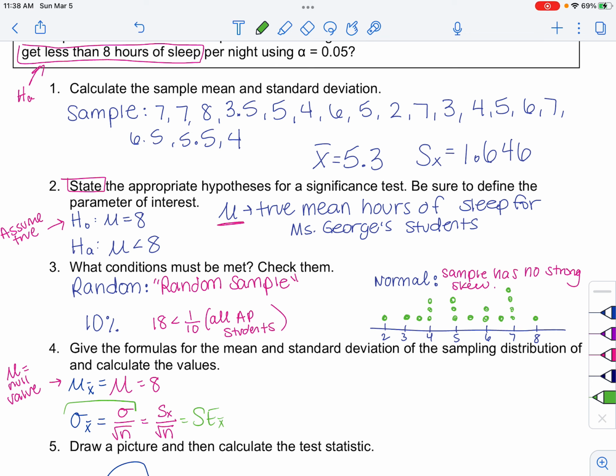Now, for this specific problem, that is 1.646 divided by the square root of 18, I believe. Yes, 18. All right, I'm going to plug that into my calculator. And I get 0.388.